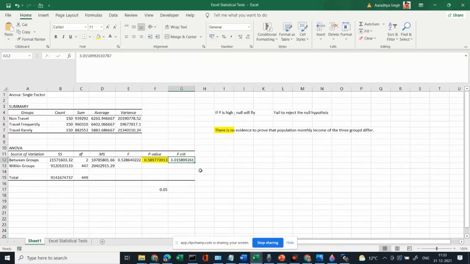These are just some of the numbers that I shared, but even if you do not know the nitty-gritties of these numbers, you can safely recommend basis the p-value. So in this case, our recommendation to the organization will be that there is no evidence to prove that population monthly income of the three groups differ.